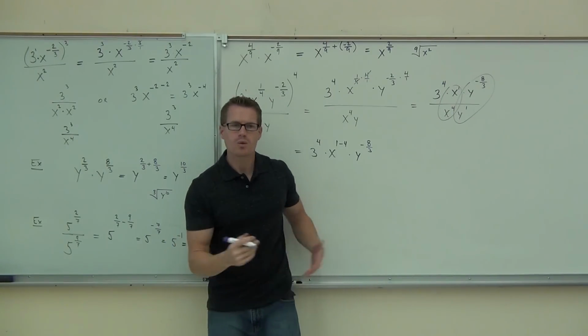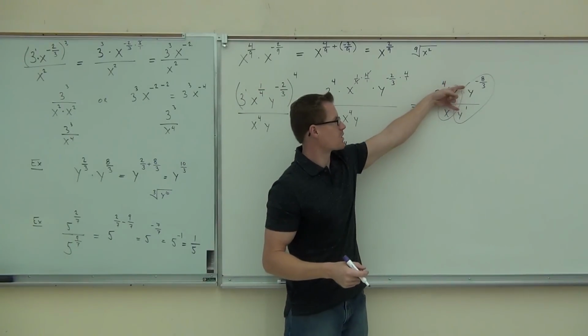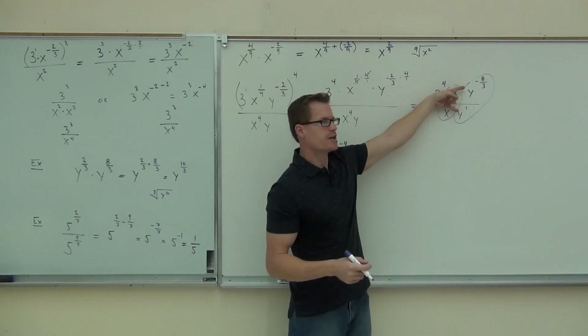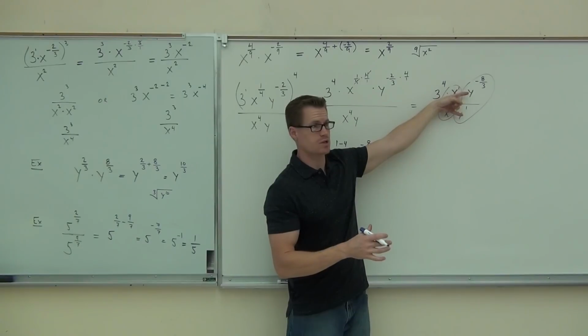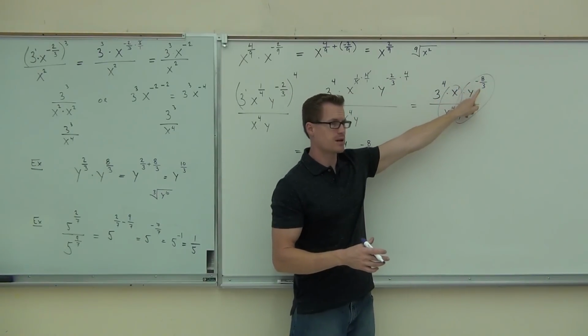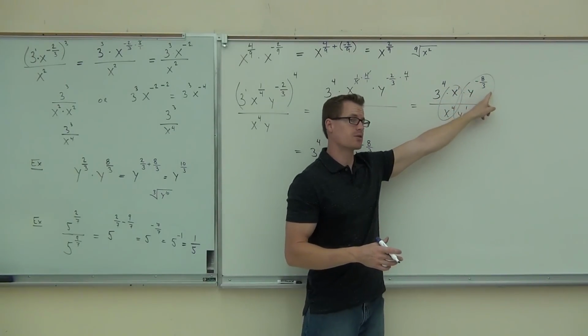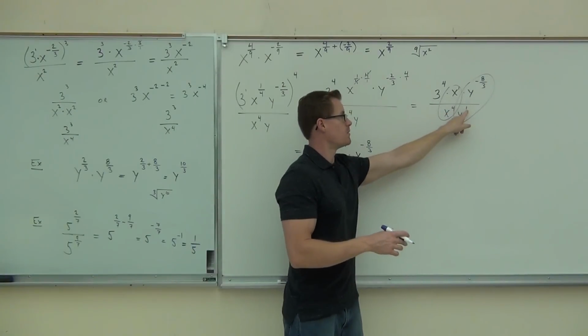So when you're doing this, you go, okay, I know that my common bases are one's in the numerator, one's in the denominator. I know to combine those, I subtract exponents. Top exponent minus the bottom exponent. So it's not just -8/3, it's -8/3 minus 1.